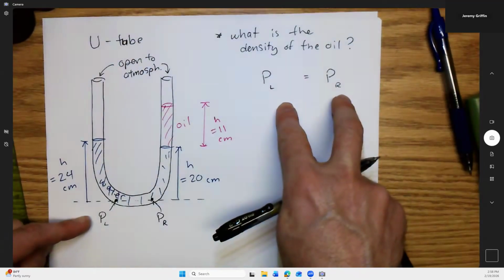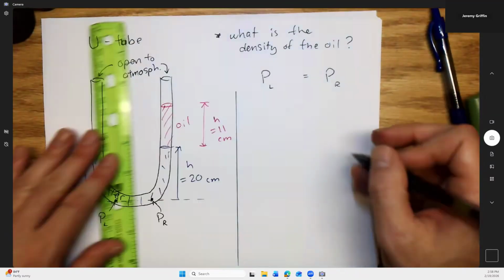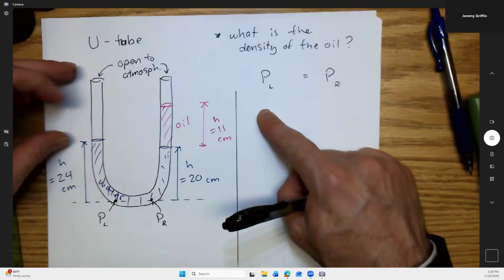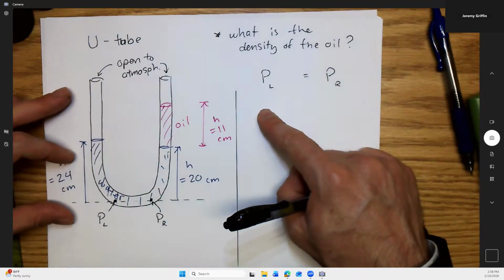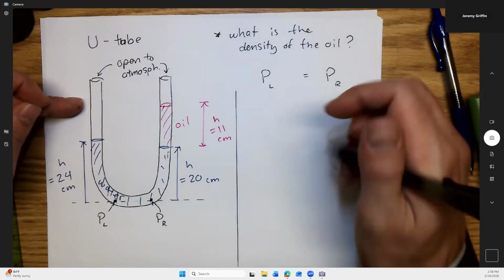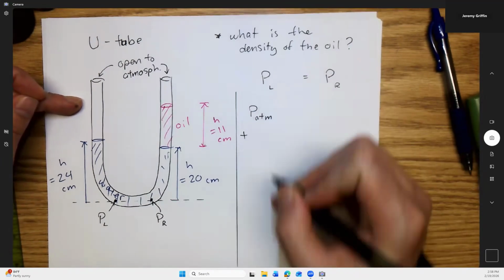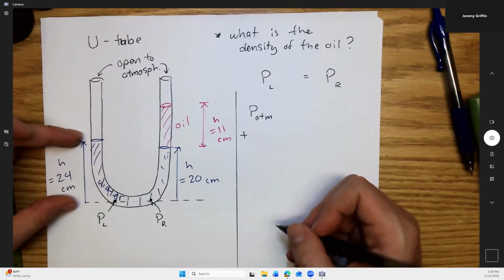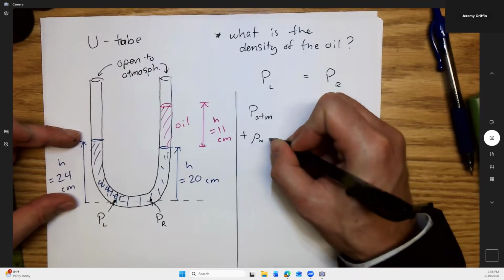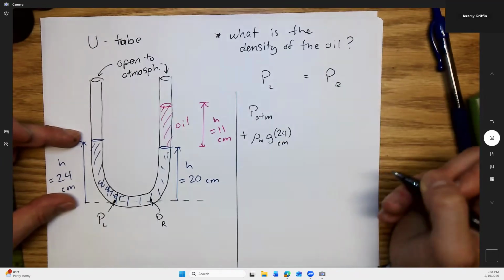Okay, so that's going to set us up right there. It's kind of a tight fit, but I think I'll make this work. So I see two sources of pressure leading to the left side. You guys see that? Isn't the atmosphere just pushing down right here? So I'll say pressure atmosphere, plus I got this rho g h of the water for this 24 centimeters. So rho water, g, and then 24 centimeters.